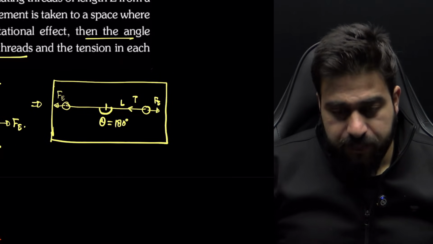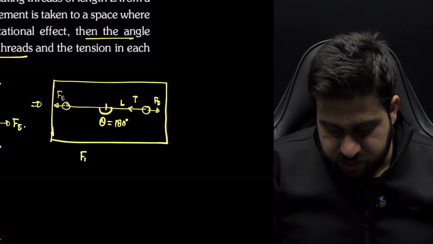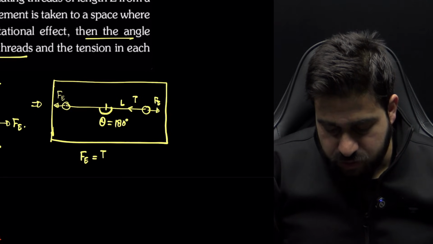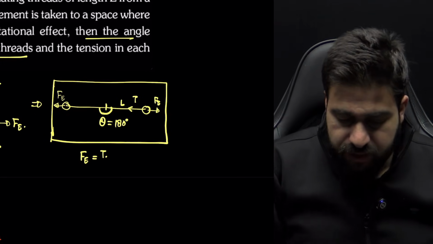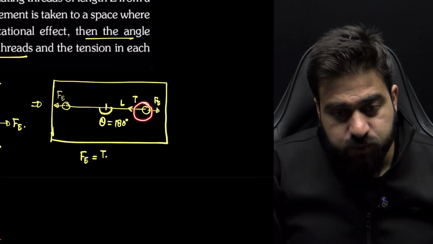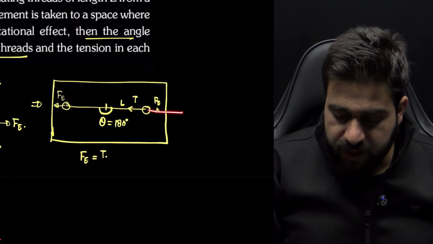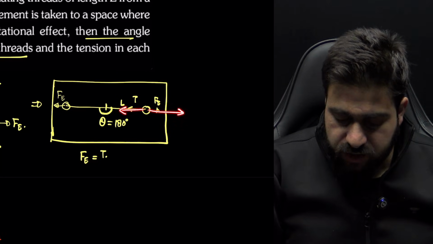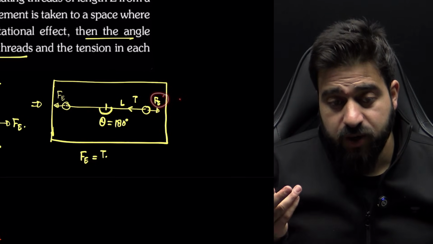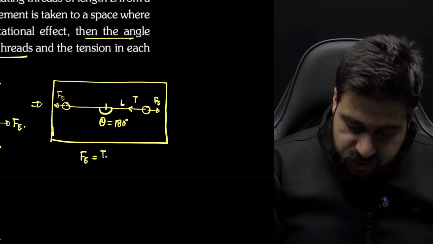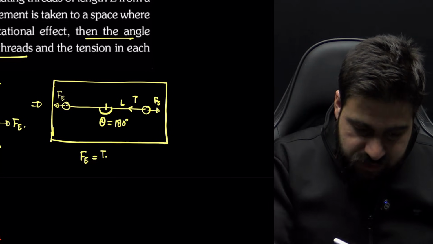And when I say this electrostatic force will be actually equal to tension. Why? Because the charge at this point is in equilibrium. So that means outward force will be equal to inward force. Outward force is the electrostatic force, K Q square by R square. Inward force is tension. So this will balance.